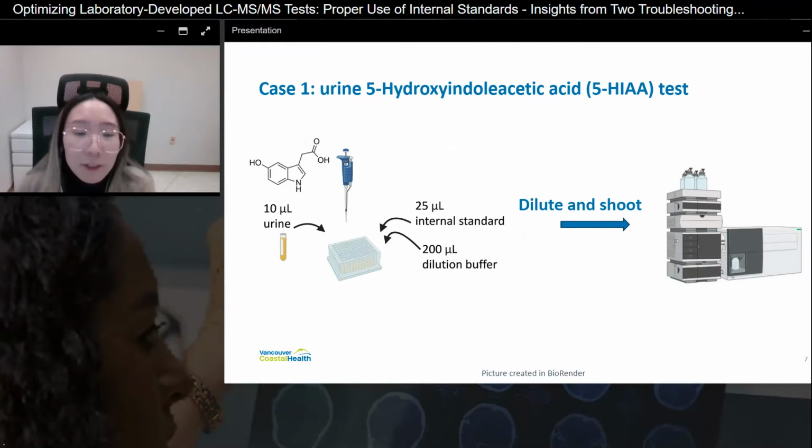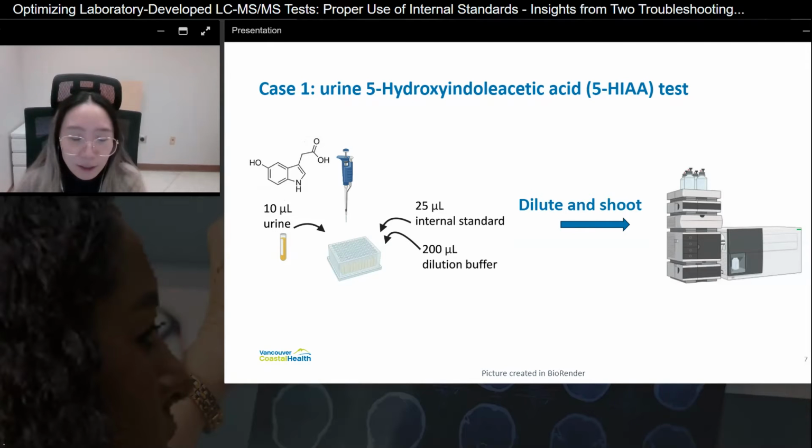Okay, after talking about the general recommendations for internal standard, let's look at 2 real-world troubleshooting cases in our lab. The first case here is urine 5-HIAA test. Our lab has used this assay for nearly a decade with a very straightforward dilute and shoot sample preparation method.